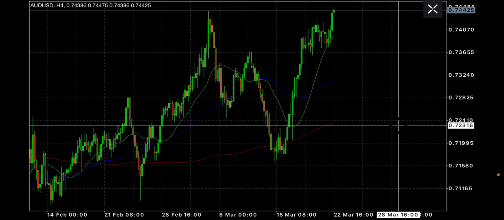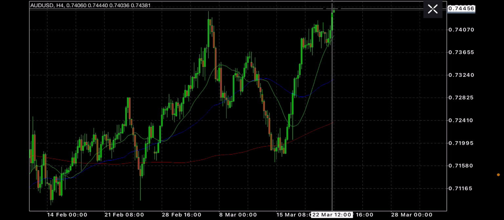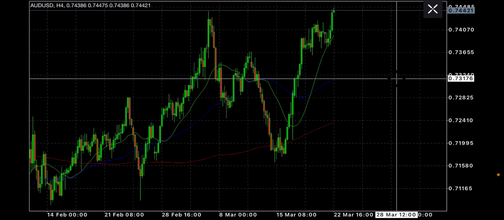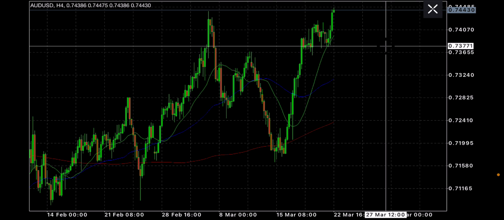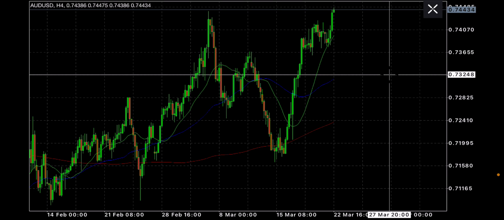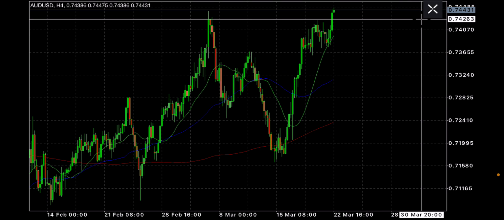Okay, so never buy when you see it's at very high highs. Always wait for the pullback before you go in. As I said previously, we may pull back as far as here, may pull back as far as here, or may pull back as far as this area here before it goes back into its long position.